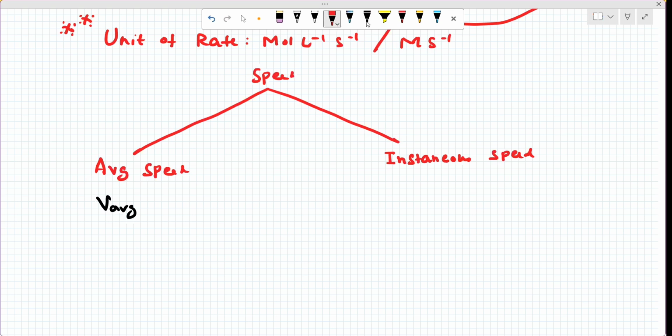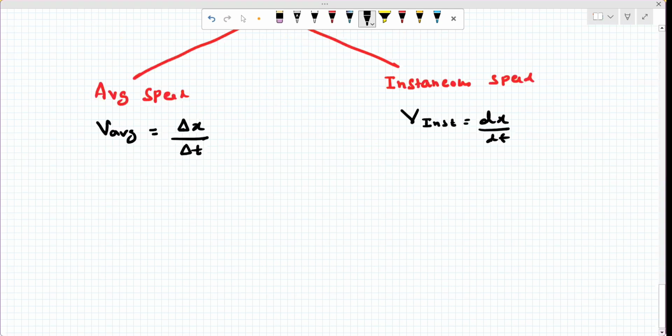What is V average speed? It is distance traveled by time, right? Distance by time is speed, right? And instantaneous speed is dx by dt. This is the speed definition for a physical process. This is converted for a chemical reaction; for a chemical reaction, that is the rate.